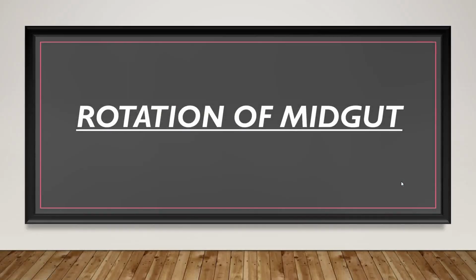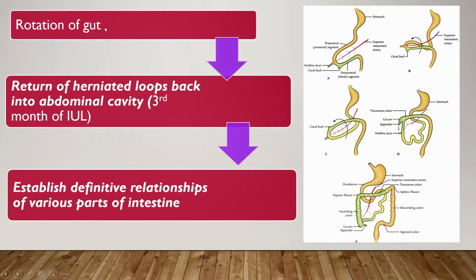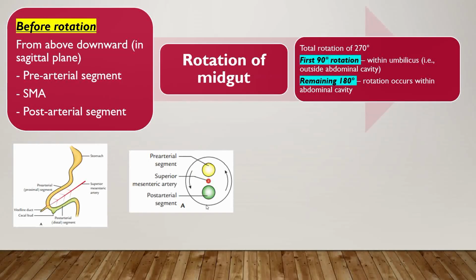Now rotation of the midgut. So rotation of the midgut results in the return of the herniated loop back into the abdominal cavity, and the rotation begins in 3rd month of the intrauterine life. And because of the rotation of the midgut there is establishment of definitive relationship of various parts of the intestine, whether it is small intestine, ascending colon, the right 2/3 of transverse colon, and then there is descending colon.